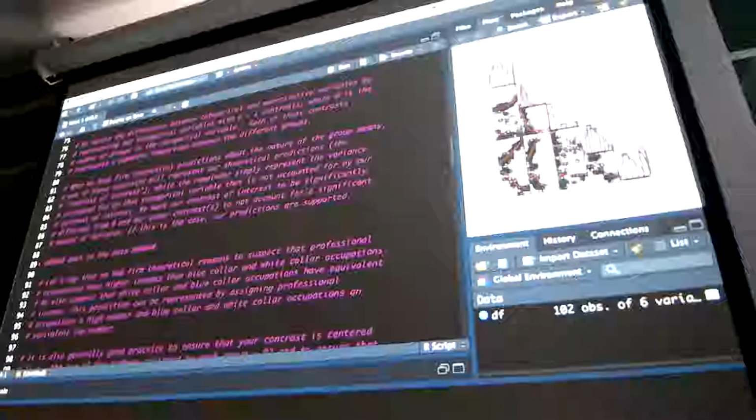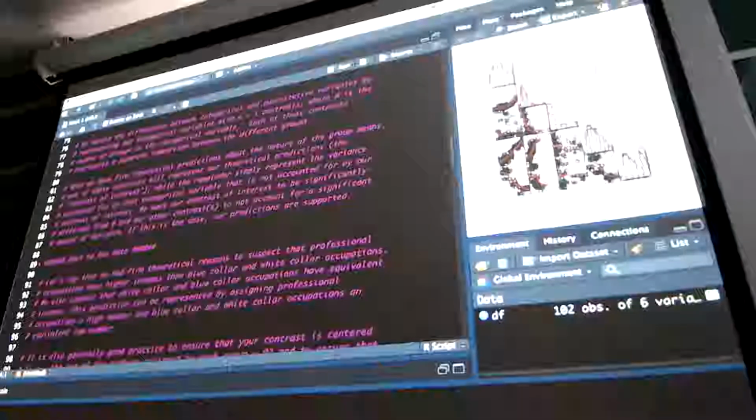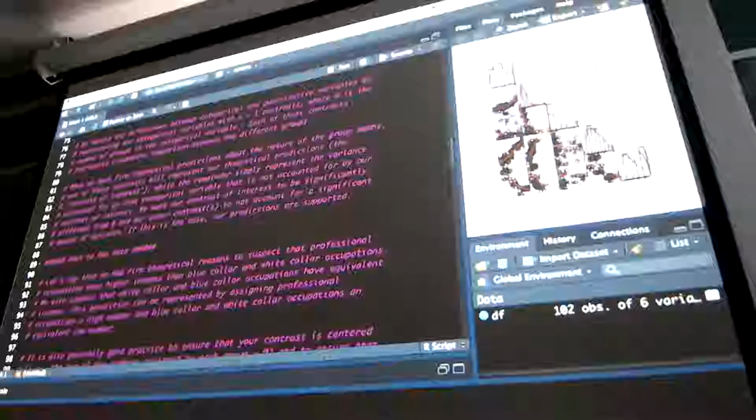As far as the number of contrasts, it's however many levels there are minus 1. So if you have 5 groups, there's going to be 4 contrasts. You'll have C1, C2, C3, C4. If you have 3 groups, you'll have 2 contrasts, just C1 and C2.